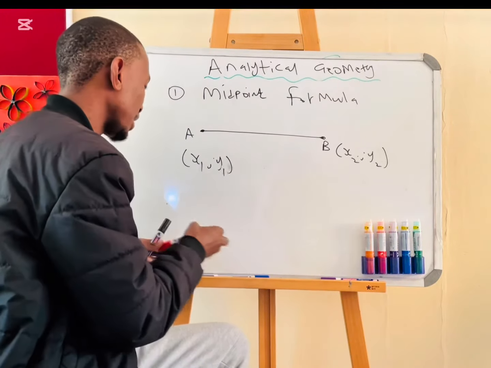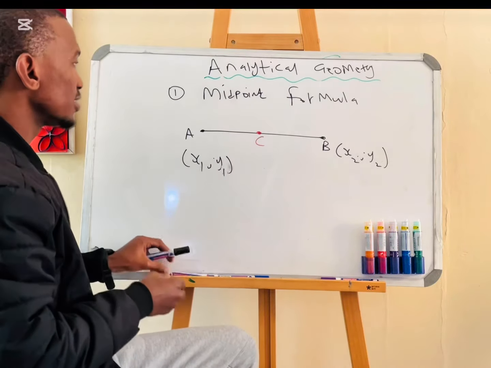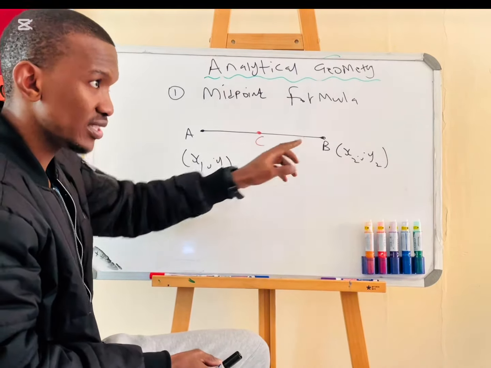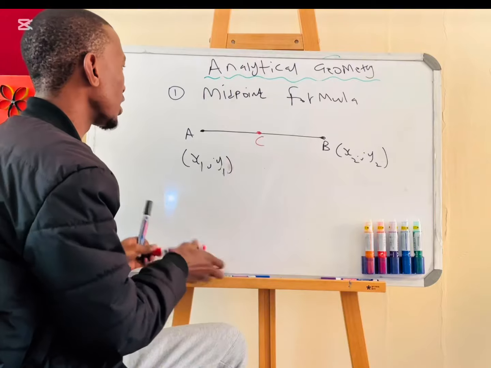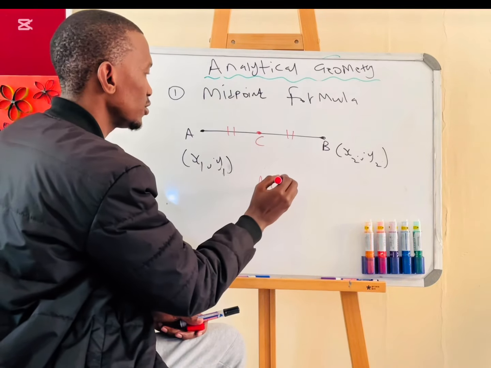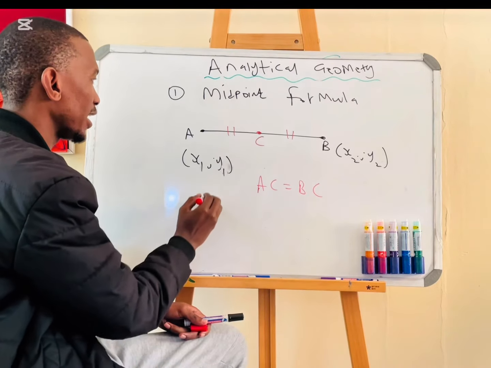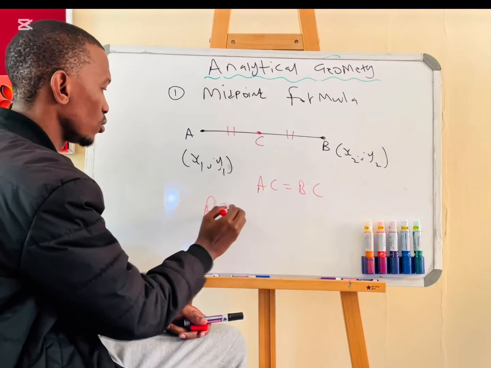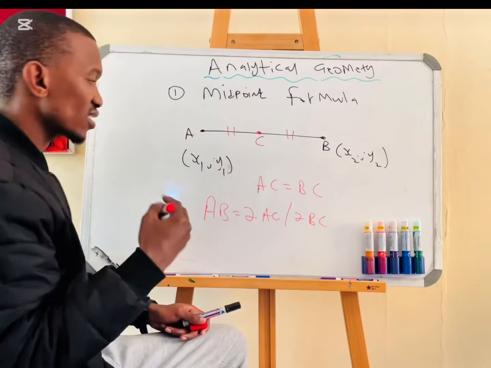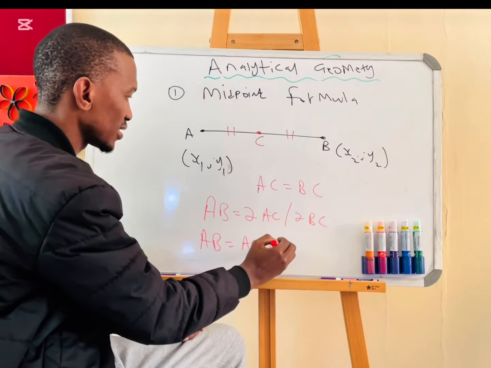So I'm going to construct a point here called C. C is a midpoint of AB. So what happens is that C will cut AB into two equal parts. So we'll have AC to be the same as BC. And then line AB will be twice AC or twice BC. Someone might also say AB is the same as AC plus BC.